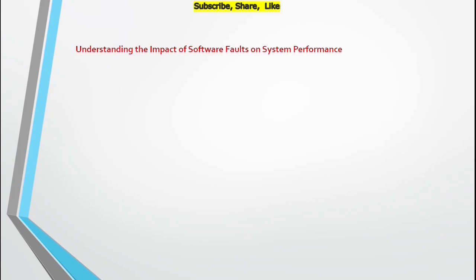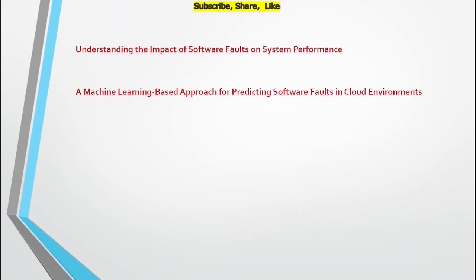Test your understanding. Let's do a quick quiz to test your understanding. Can you identify which type of paper each of the following titles represents? Understanding the impact of software faults on system performance. A machine learning-based approach for predicting software faults in cloud environments. Software fault detection in AI-driven systems, a comprehensive analysis.